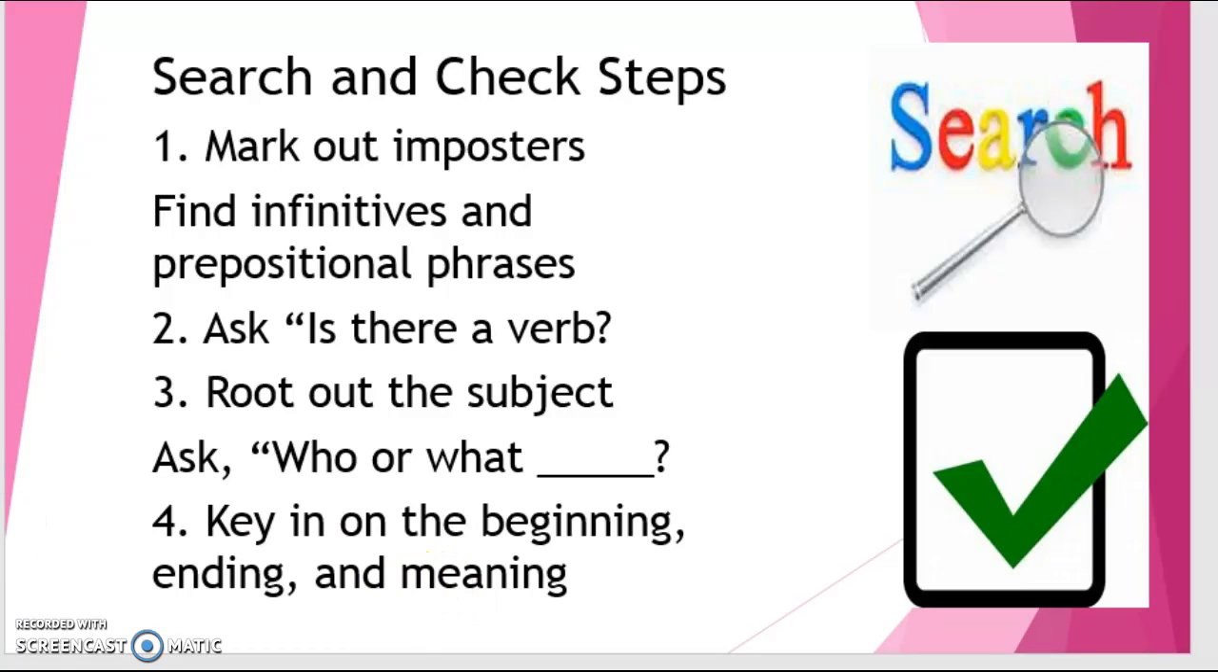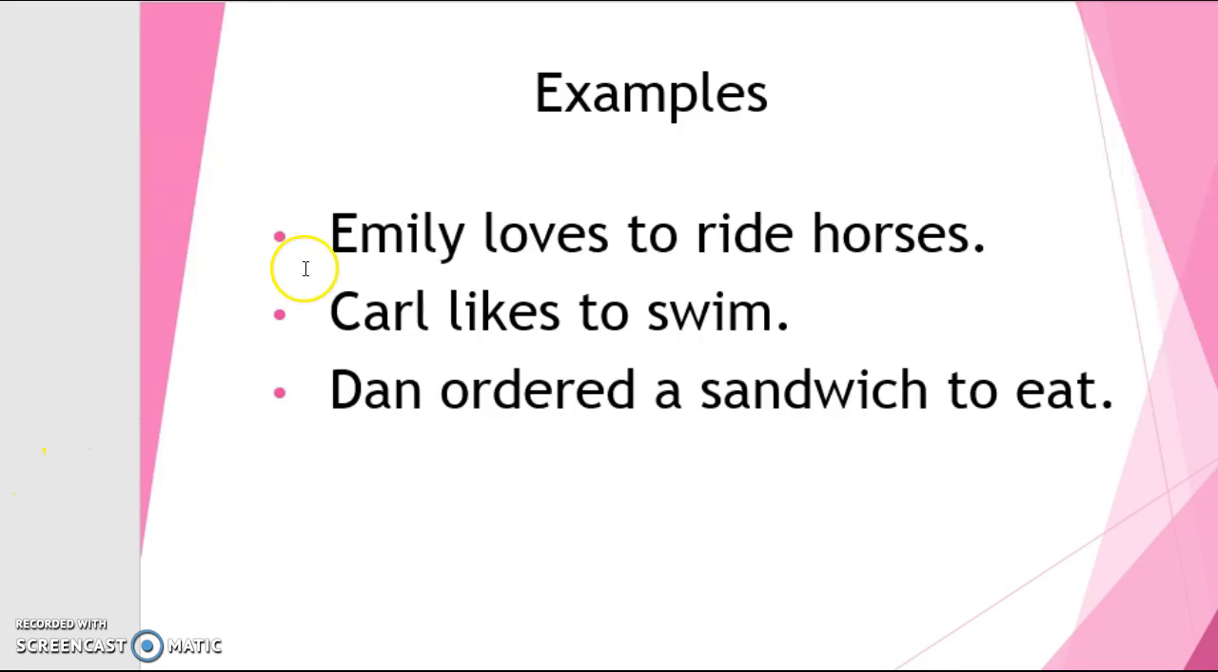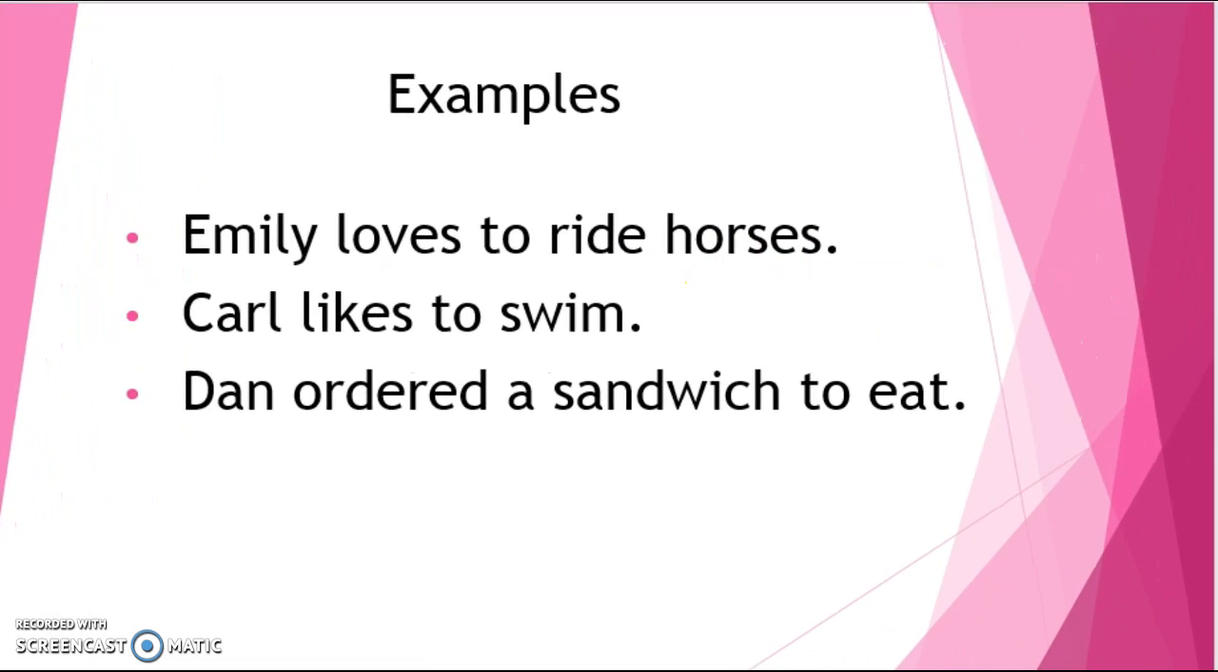So we're going to look at some examples here. First of all, we have Emily likes to ride horses. So if you look here, we have an infinitive. We have to ride horses. So that's going to be our infinitive. Let me move this over here so you're seeing the whole screen. Sorry about that. So infinitive is to ride horses on this first one. Likes would be your verb, and then Emily is going to be your subject.